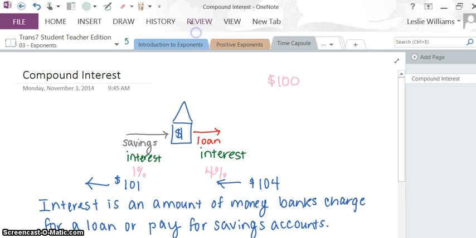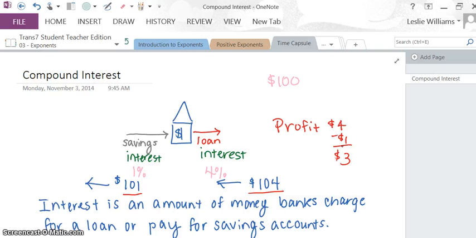So what would the bank's profit be? Raise your hand. So the bank is going to have a profit of $4 minus the $1. So that's a profit of $3. But they have millions of customers, right? So if they made $3 on 1 million customers, they'd make $3 million. That would be their profit. So that gives you an idea of how a bank works.